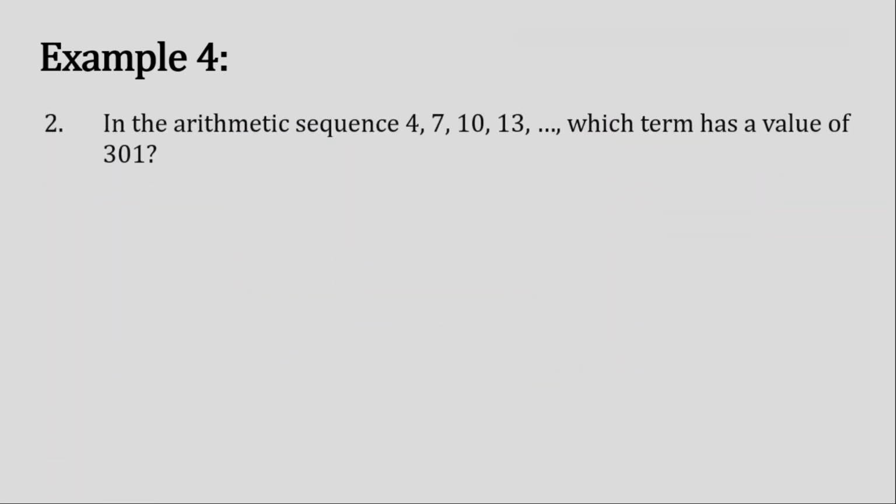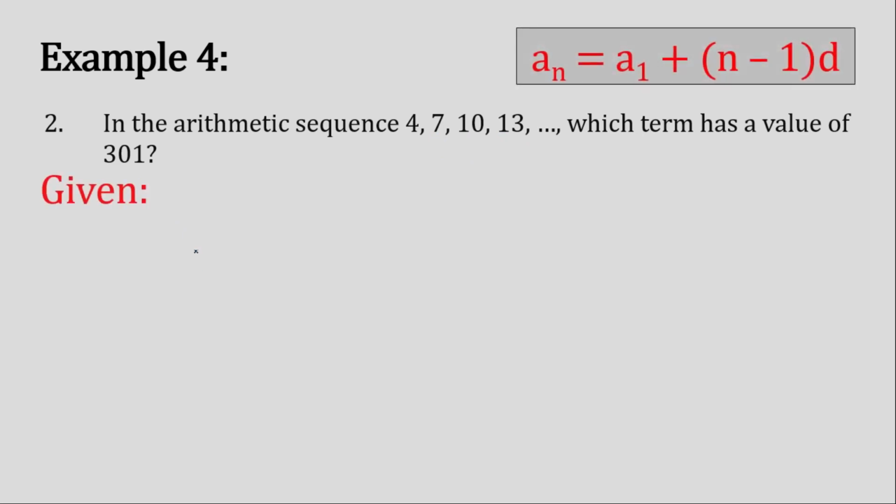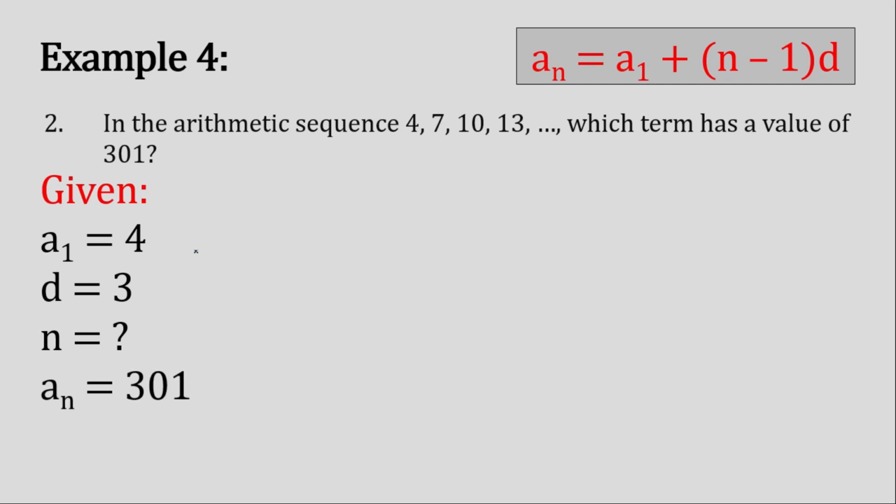Again, let's try number 2. In the arithmetic sequence 4, 7, 10, 13, which term has the value of 301? Again, this is our a sub n because it's the place the term has, and we don't know the place of this term yet. We know that this is a sub 1, a sub 2, a sub 3, a sub 4. But for 301, we don't know yet. So let's solve for that. So the given is a sub 1 is equal to 4. The common difference is 3. And we don't know the value of n, but we know the value of a sub n, which is 301.